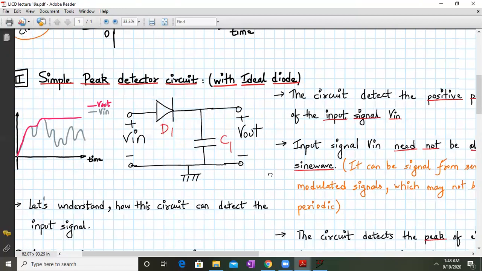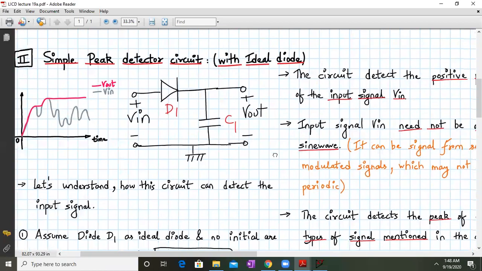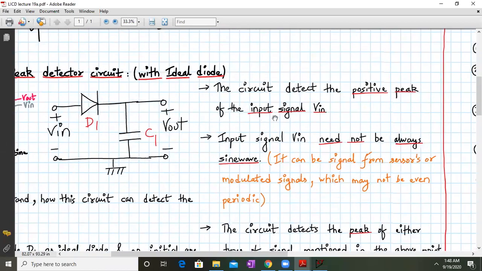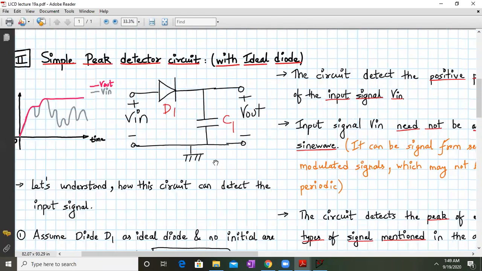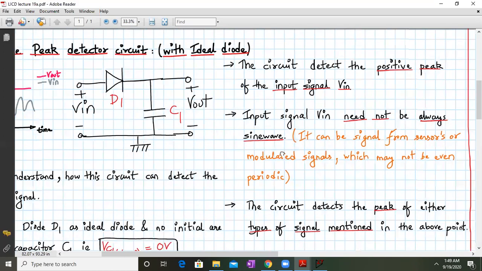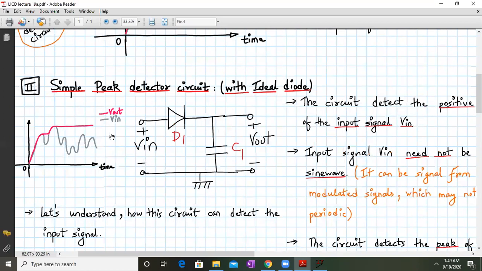Okay, so what does this simple peak detector do? How will this circuit work? This circuit will detect the positive peak of the input signal, that is for sure. And the input signal need not always be a sine wave. Basically, we normally apply a sine wave to the circuits, but the input may not be exactly a sine wave. It can be an input from a sensor. Now sensor data may not look like a periodic sine wave signal, right? It can be any irregular shape, or it can be a modulated signal, or these signals may not even be periodic. But somehow we want their peaks to be detected.